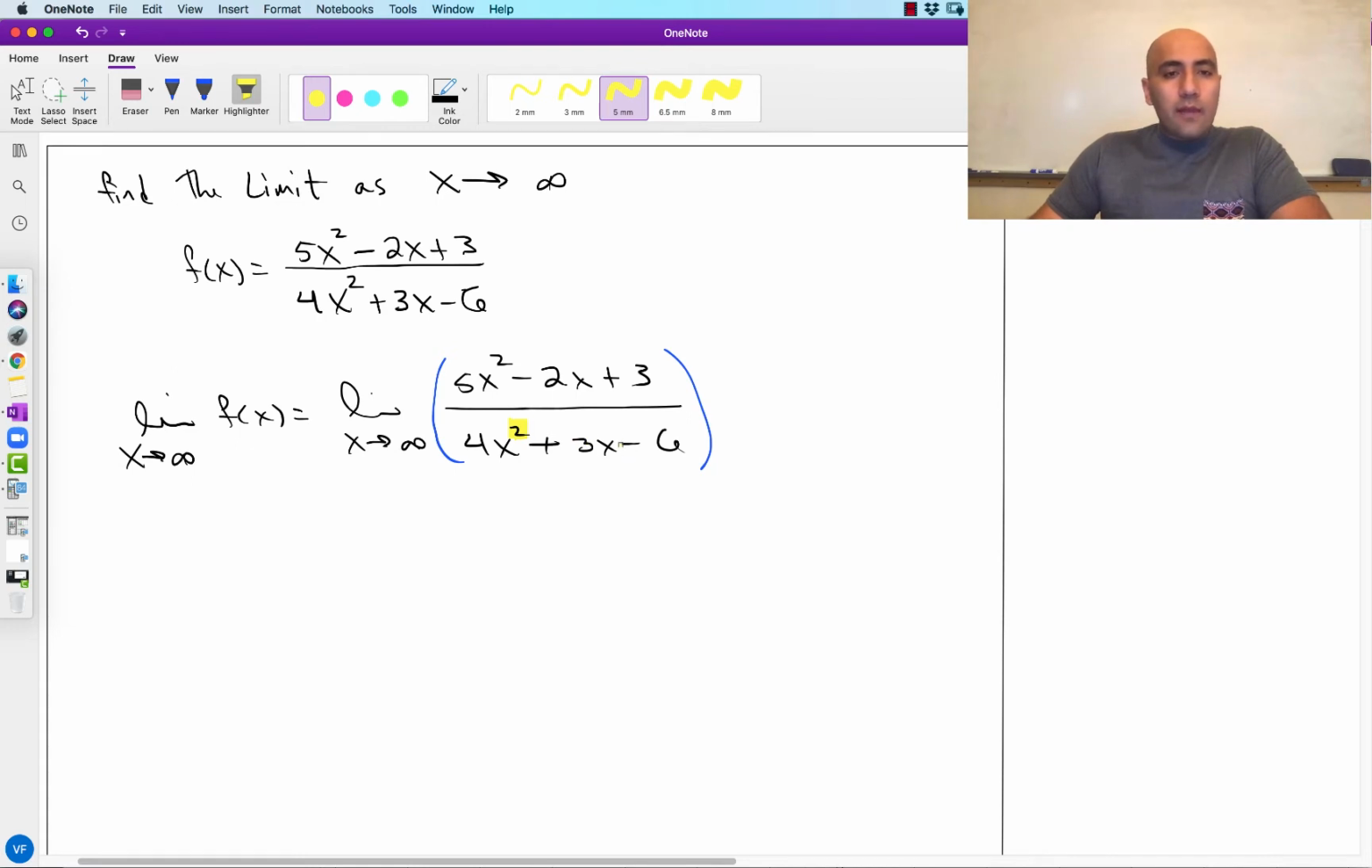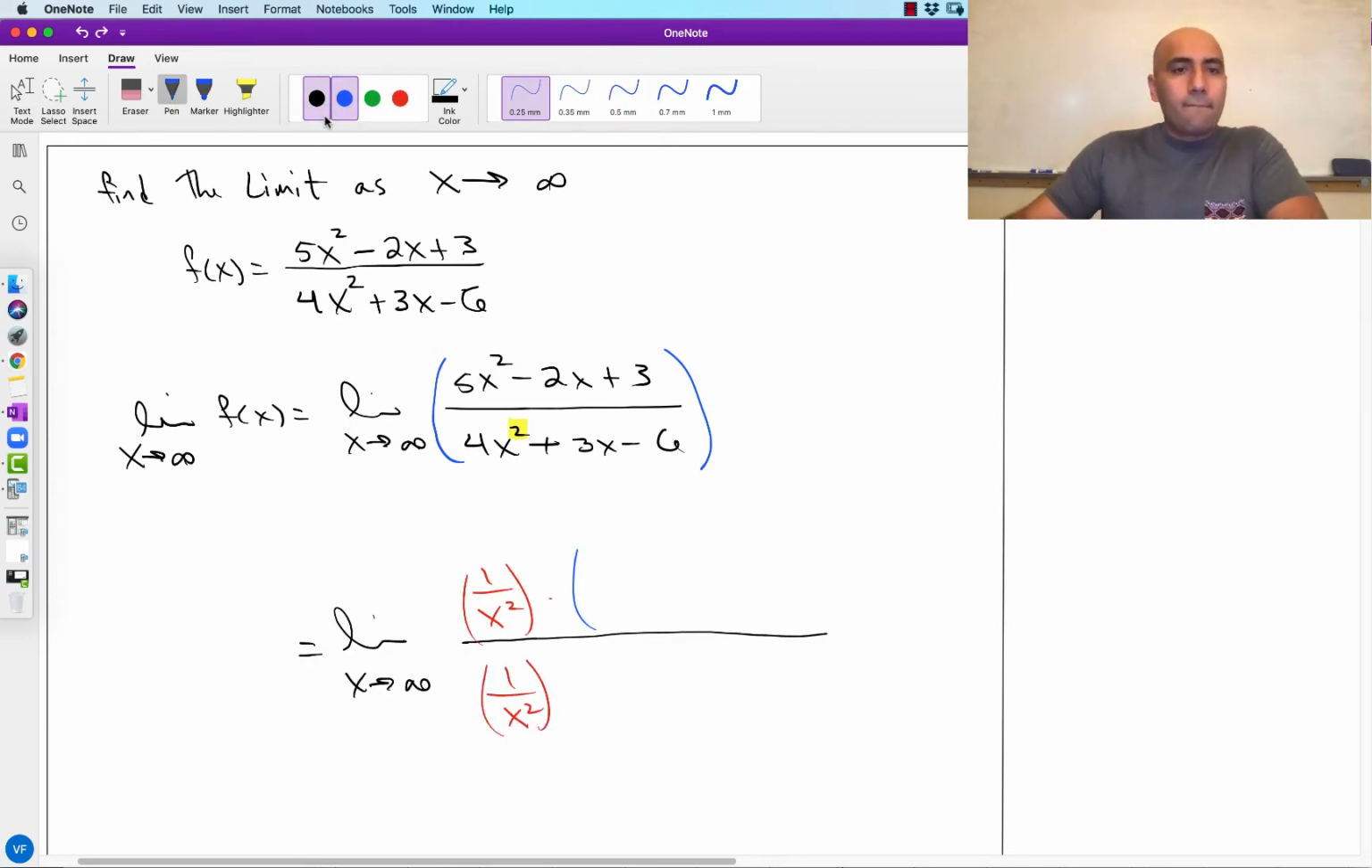And so what we want to do is multiply the numerator and denominator by the following. You want to multiply the numerator and the denominator by 1 over x squared. Together, these two things are a new version of 1, right? That's why we're allowed to multiply by it. It does not affect the actual value of our fraction.